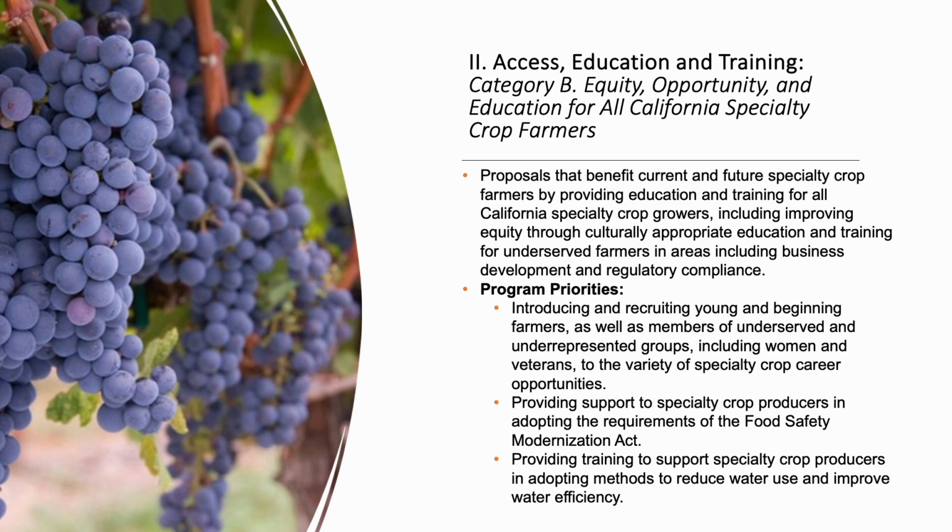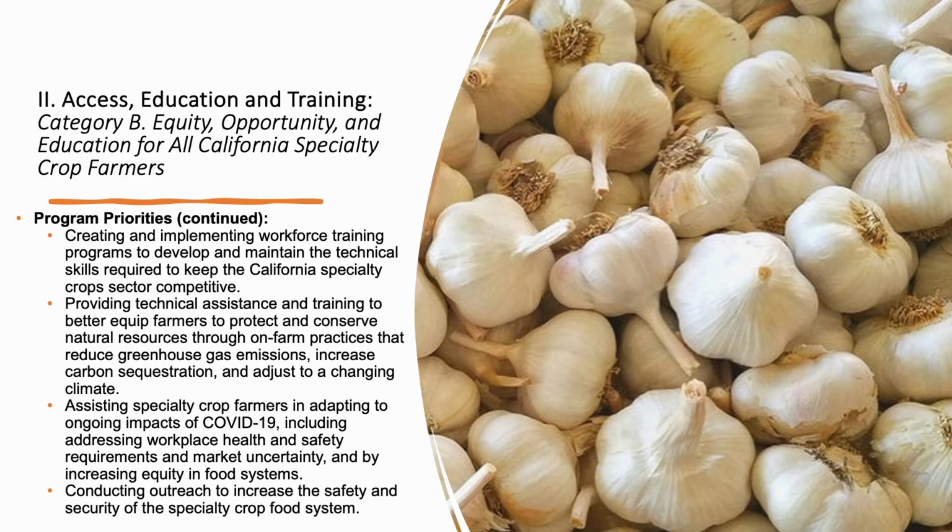Funding Category B in the Access, Education, and Training funding area is Equity, Opportunity, and Education for All California Specialty Crop Farmers. Proposals submitted to this funding category should benefit current and future specialty crop farmers by providing education and training, including improving equity through culturally appropriate education and training for underserved farmers in areas including business development and regulatory compliance. There are 7 program priorities in this funding category. This slide shows the first 3. And here are the last 4.